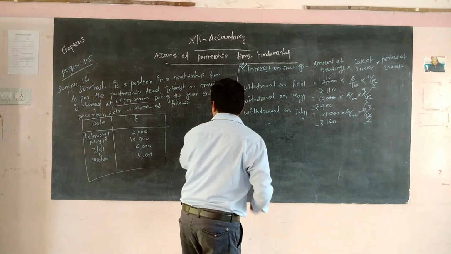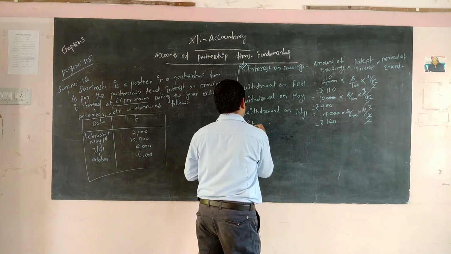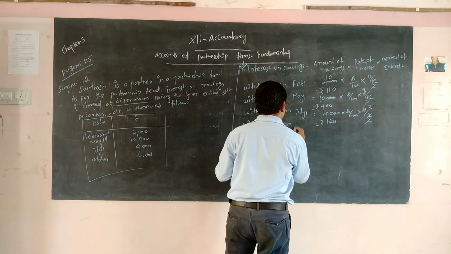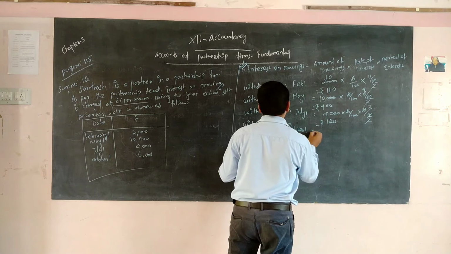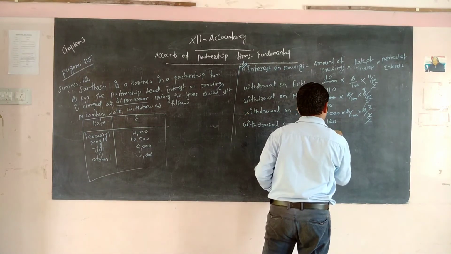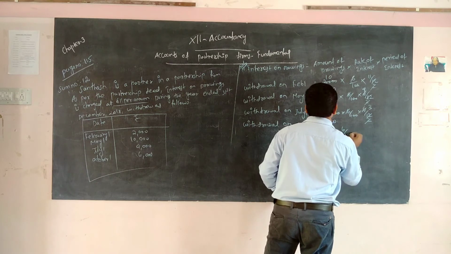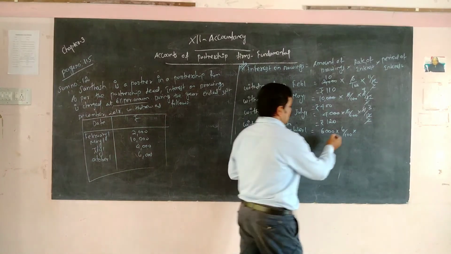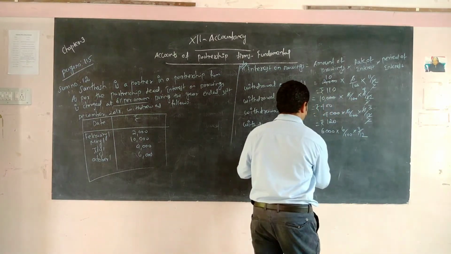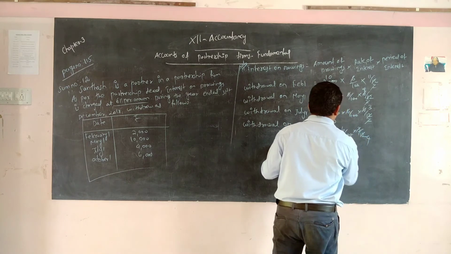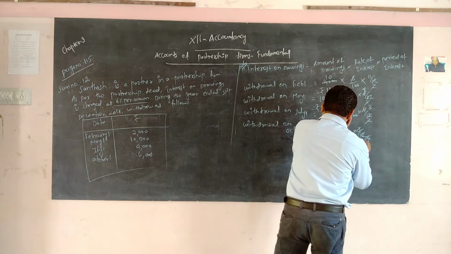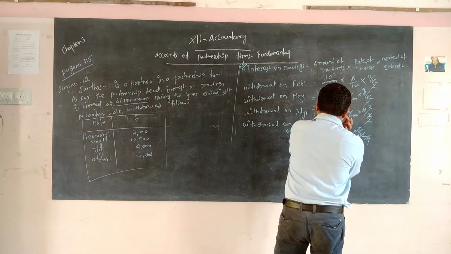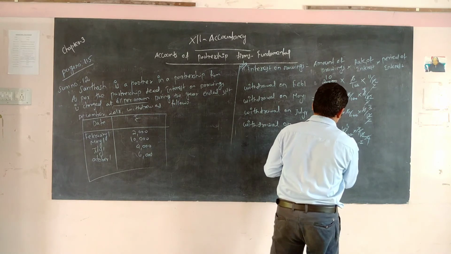Next one, withdrawal on October 1. So 6,000 into 6 by 100 into October. October, November, December, so totally 3 months, 3 by 12. So this is 60.